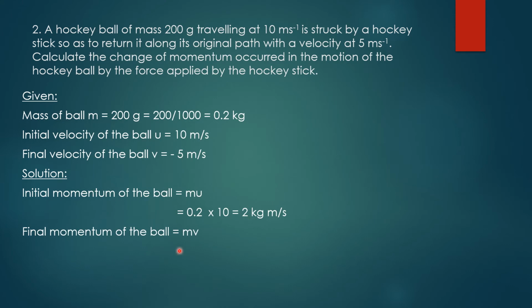So the final momentum of the ball will be nothing but mass into the final velocity of the ball here. So the mass is 0.2 into minus 5. When we multiply 0.2 into minus 5, it will become minus 1 kilogram meter per second.